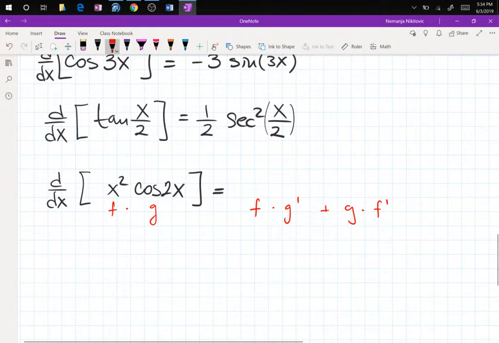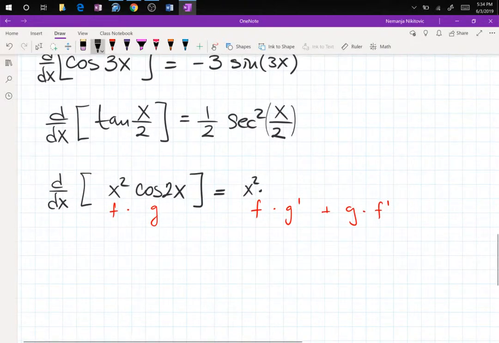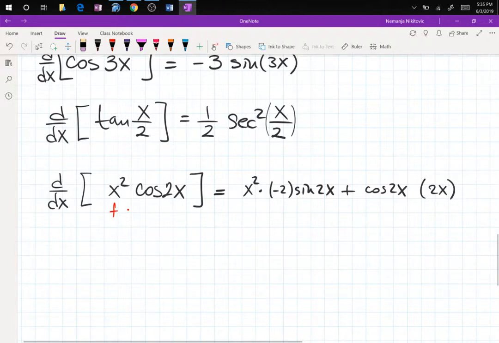All right, let's take a look together. Copy the first function, which is x squared, that's our f, times the derivative of cosine, that will be a negative sign, and then we have the 2, so it's negative 2 sine 2x, and then plus g as is, which is plus cosine 2x, and then the derivative of x squared is 2x. So our formula is now done. That was the product rule from last class.